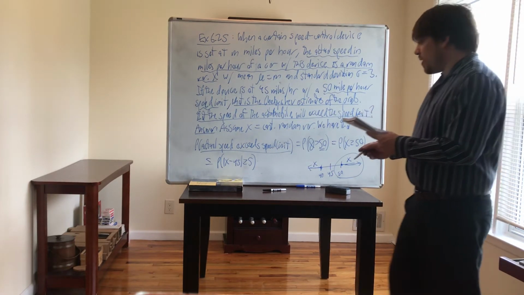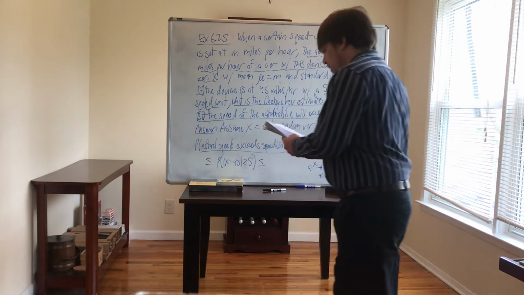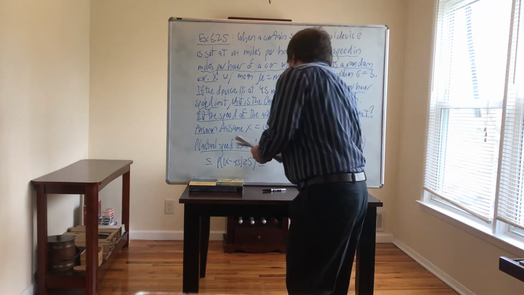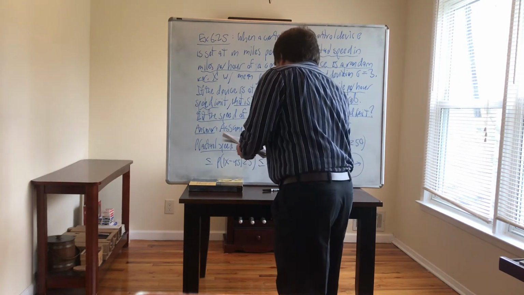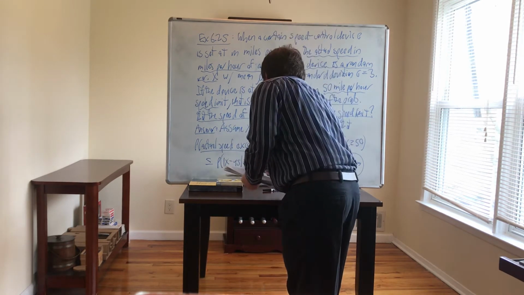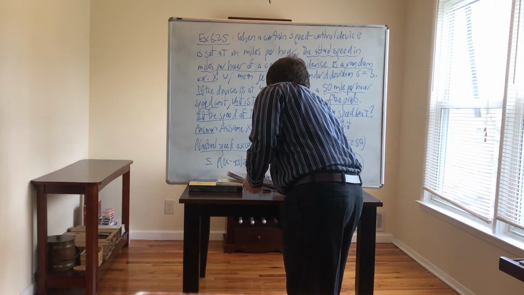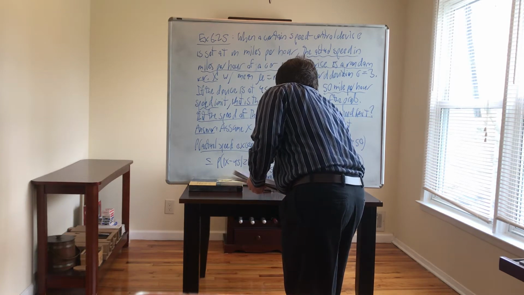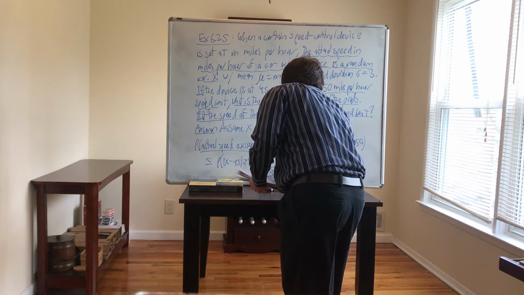Okay? And so now this is less than or equal to sigma squared over 5 squared. This is the corollary to Chebyshev's inequality.